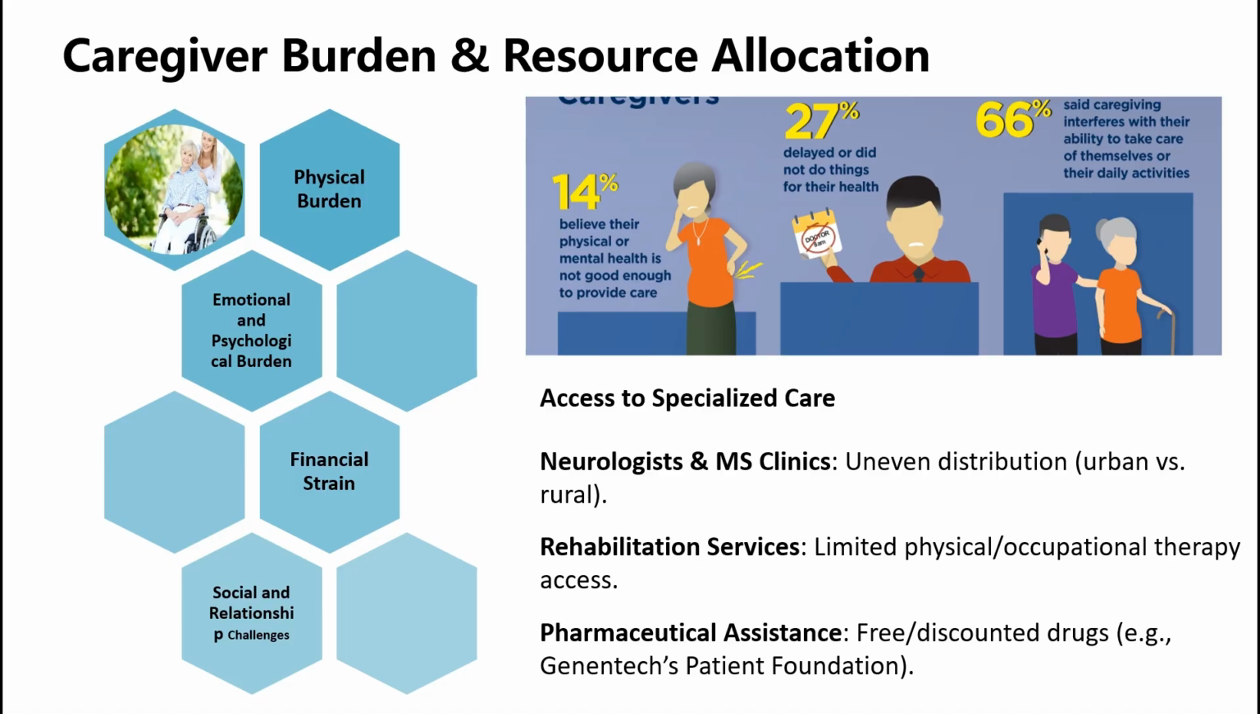And then there are also social and relationship challenges, as the caregiver might feel lonely and distant from the outside world while taking care of the multiple sclerosis patient. To help with that, resources can be allocated to a few categories as mentioned here, such as neurologists or MS clinics, which are mostly unevenly distributed across towns and cities, like urban or rural areas.